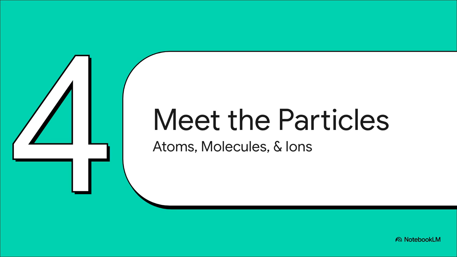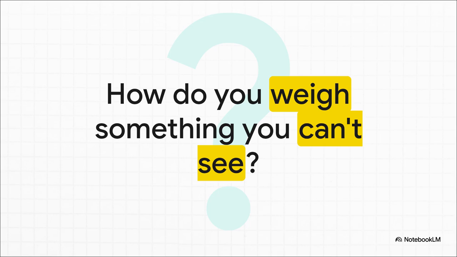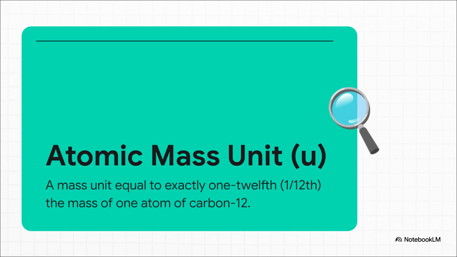Okay, so now that we have Dalton's theory as our base, let's get to know the main characters in our story, the actual particles. We need to be very clear about what we mean by atoms, molecules, and ions. So here's a big question. An atom is incredibly, incredibly tiny. You can't see it. So how on earth do you weigh it? It's practically impossible. So scientists came up with a really clever solution. They decided to measure its mass relative to something else. And what did they choose as their standard? They chose a particular type of carbon atom, carbon-12.